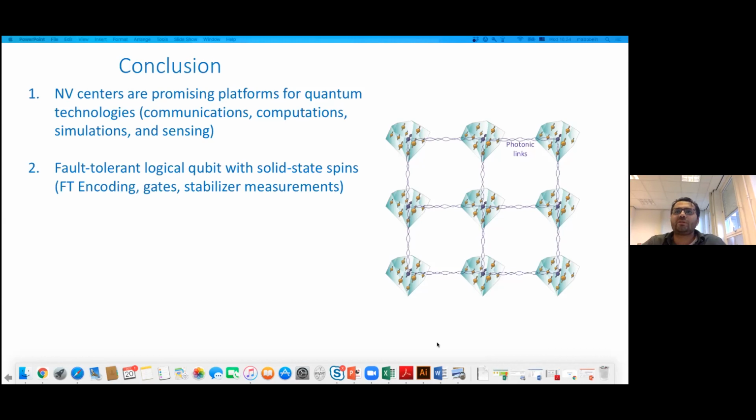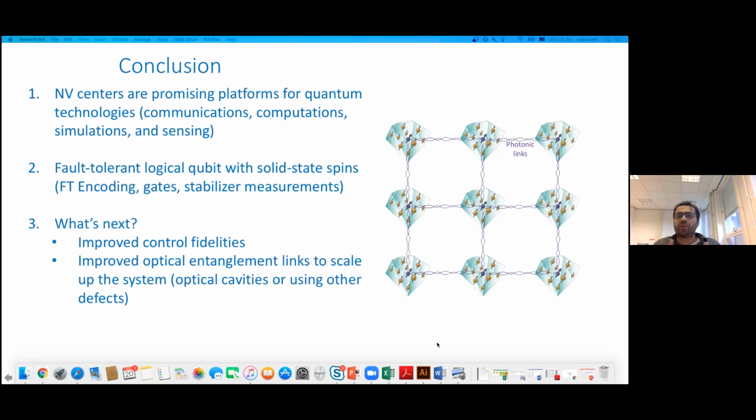And the question now is, what is next, of course? So first, we would like to improve the control fidelities, or two-qubit gate fidelities. Then we also need to improve the optical entanglement links to be able to scale up the system, for example, by using optical cavities or maybe even using other defects or systems. So this would enable us to scale up the system to perform larger scale quantum computation.